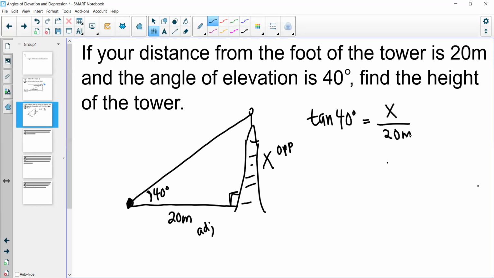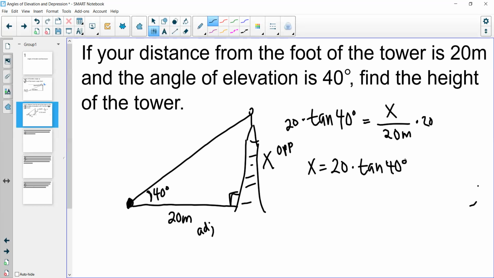Well, what we could do is we could just solve for x. So I'm going to multiply by 20 on both sides to solve for x there. And we end up getting that x is equal to 20 times the tangent of 40 degrees. Now, I know that the tangent of 40 degrees is a number. And as we look at this, if somebody asked you how tall a tower was and you were like, it's 20 times the tangent of 40 degrees, they would be like, cool, how tall is it?